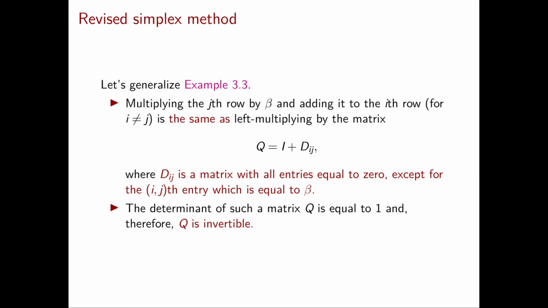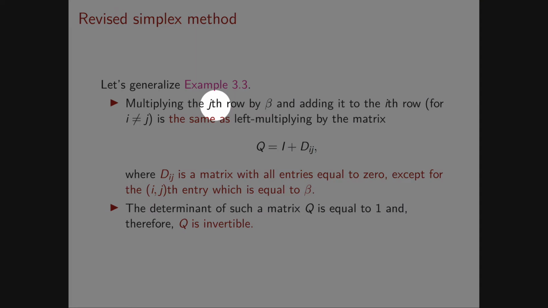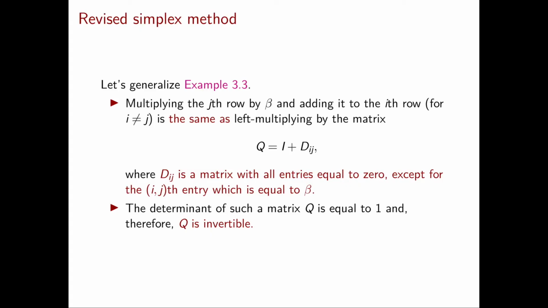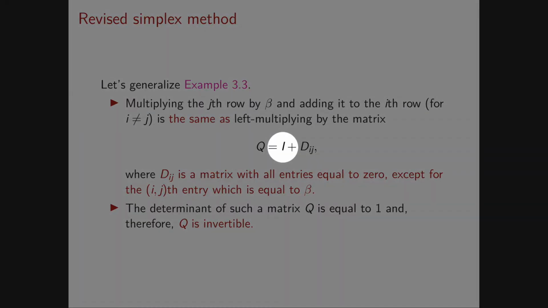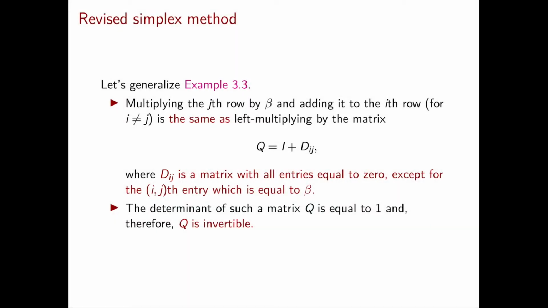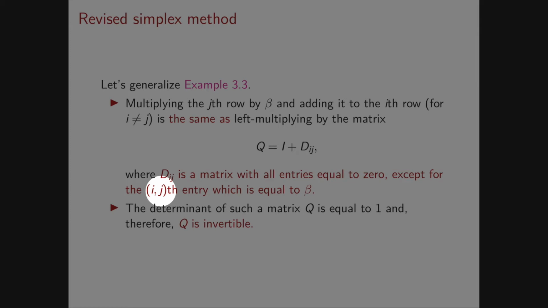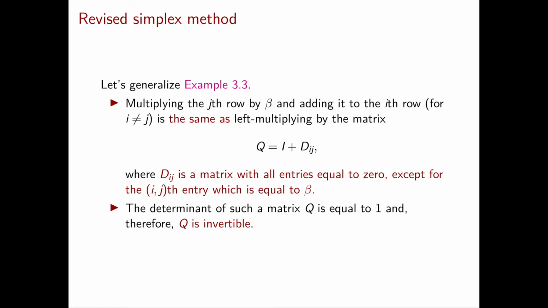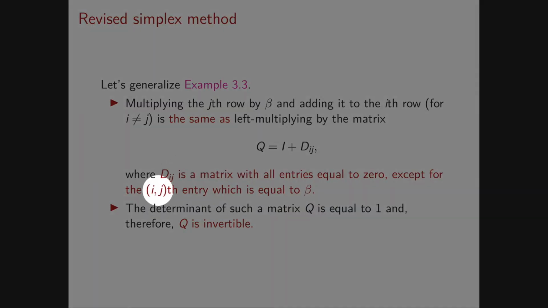Now let's generalize this example. You can show that if you want to multiply the jth row by a scalar beta and add it to the ith row, then this can be achieved by multiplying your matrix on the left by the matrix obtained by summing the identity with the matrix Dij. And Dij has all entries equal to 0 except for the entry in row i and column j, which will be equal to beta. In the previous example, we had that i was equal to 1, j was equal to 3, and beta was equal to 2.